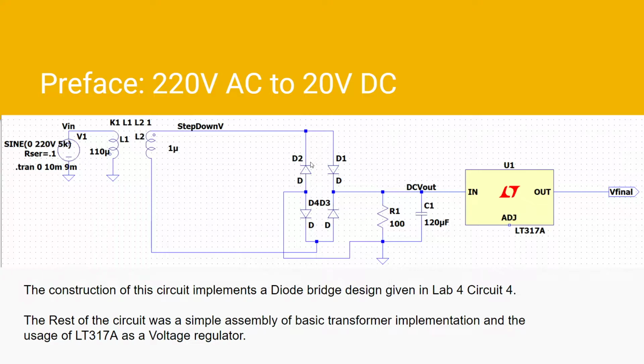The construction of this circuit implements a diode bridge design given to us in Lab 4, Circuit 4. The rest of the circuit was a simple assembly of basic transformer implementation and the usage of LT317A as a voltage regulator.